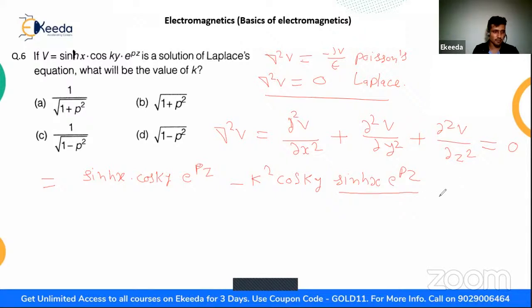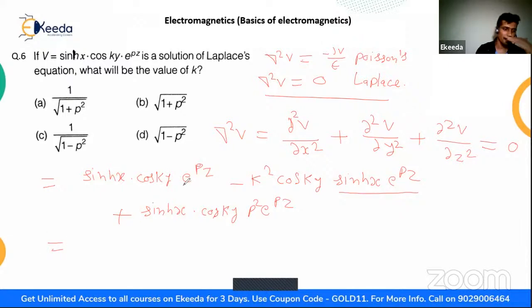And what will be the next? The next will be differentiation with respect to z, and in that case sine hyperbolic x multiplied by cos ky will be treated as constant, because we are doing partial differentiation with respect to z, and you have to do the differentiation 2 times. So differentiation of e power pz will be p e power pz, and then if you differentiate 2 times, this will become p square, and you have to put it equal to 0.